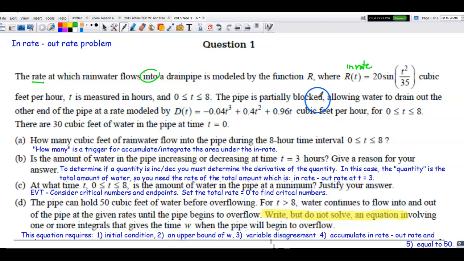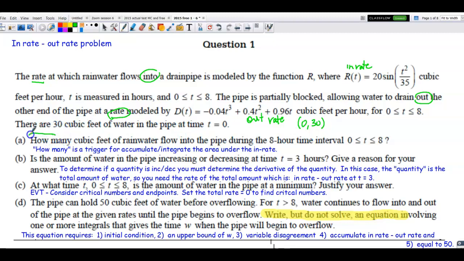The pipe is partially blocked, allowing water to drain out of the other end at a rate of d of t. There's the key word, at a rate. So d of t is the out rate, and it's measured for 0 to 8 inclusive as well. There are 30 cubic feet of water in the pipe at t equal to 0, so we have an initial condition of (0, 30) that we will likely use somewhere in the problem.